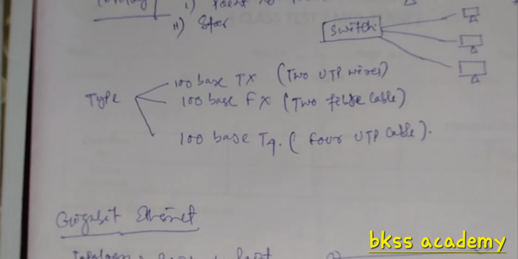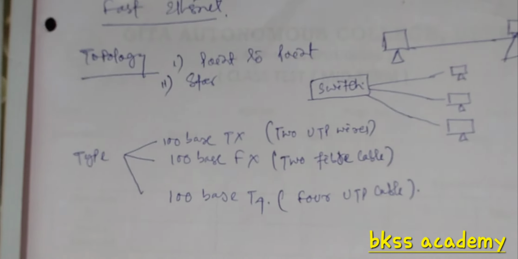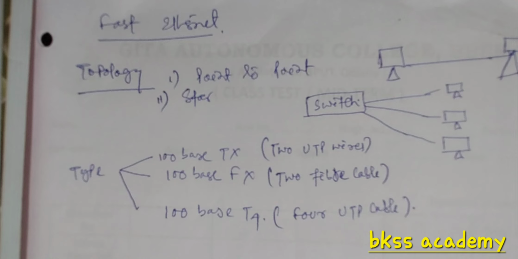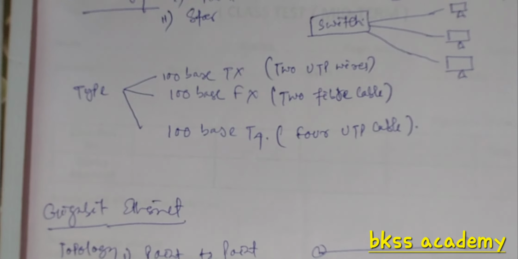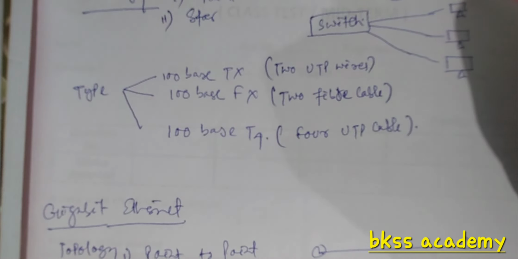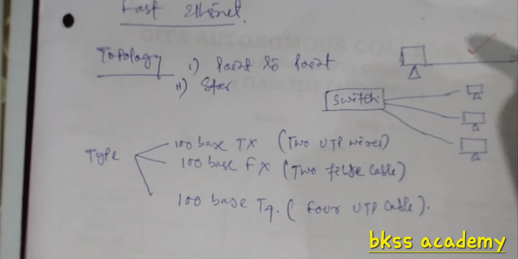Similarly, fast Ethernet: point to point and star. These are 100BaseTX, 100BaseFX, 100BaseT4. 100BaseTX means two UTP wires. FX means two fiber cables. T4 means four UTP cables. And its topology is point to point, and with a switch, the star concept is followed.